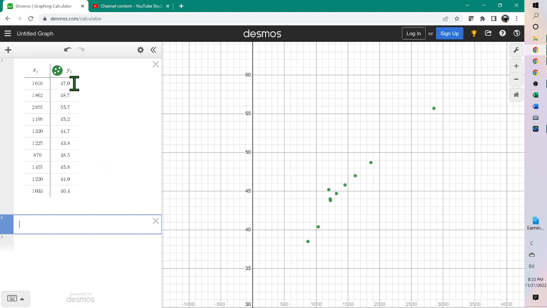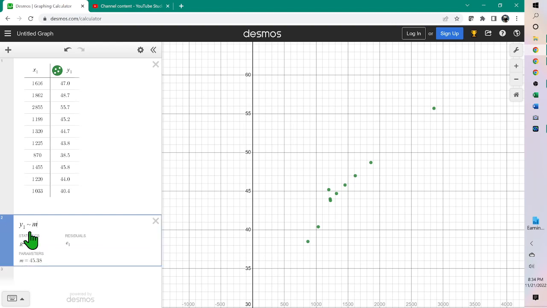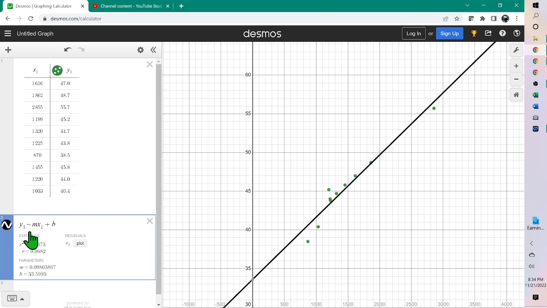This is X1 and Y1, so you'd put Y1 and you want MX plus B, but you don't use an equal sign. Next to the one on your keyboard, you hit Shift and that key, and you'll get this little symbol here. And then it's M X1 plus B. So it does give you the line if you did need it. We were just looking for R, 0.9682.